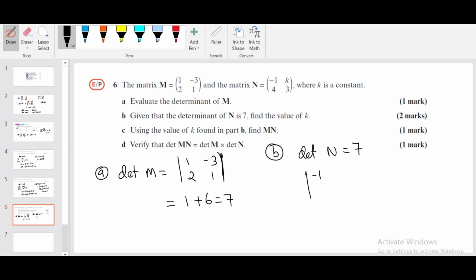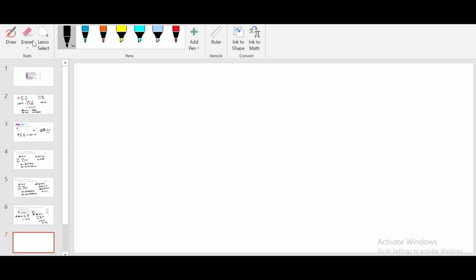So you write n this way, the determinant is equal to 7. Multiply the leading diagonal: minus 4 times k, 4k is 7. So you will get k is equal to 10 over minus 4, right? k is minus 5 over 2. Now using this value of k, part C says using this value of k found in part B, find mn. So you need to multiply m and n.